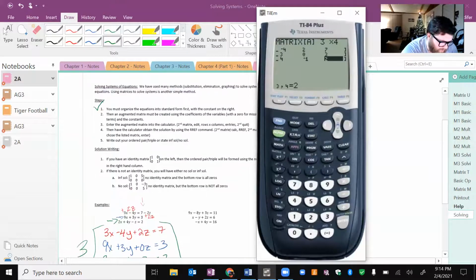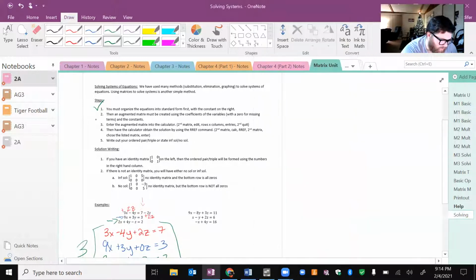What do we do next? We hit second quit to back out of it. Awesome. Let's check it off. Ooh, how's this check mark going to be? Probably not good. I'm using the keypad. Boom. There it is. Oh, that's terrible. Boom. Okay, we've got the augmented matrix entered.